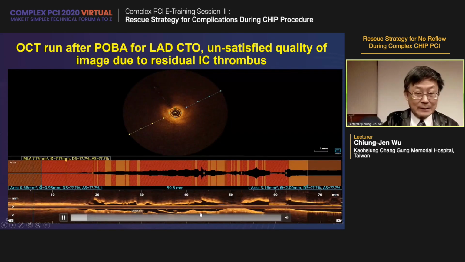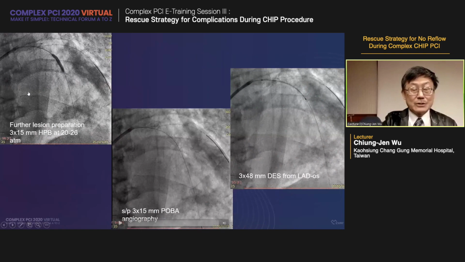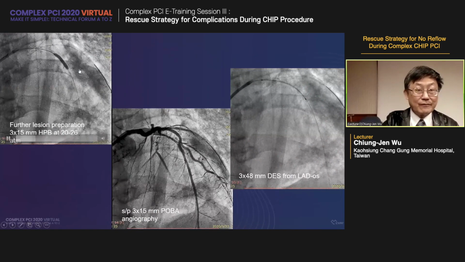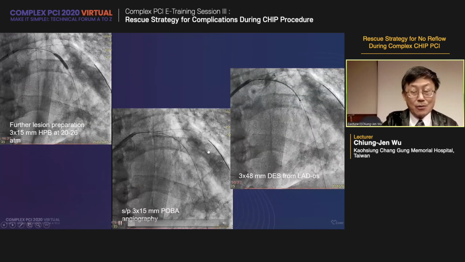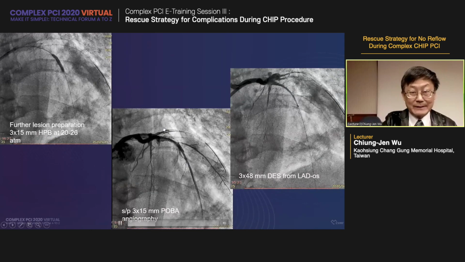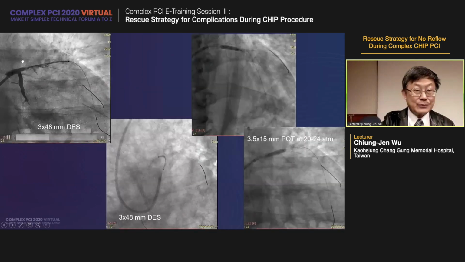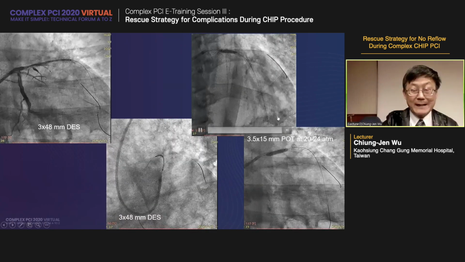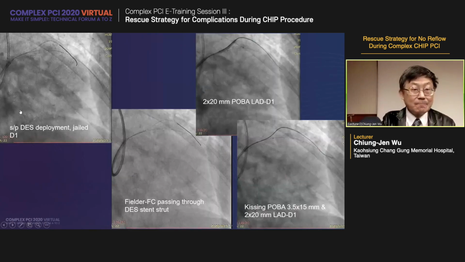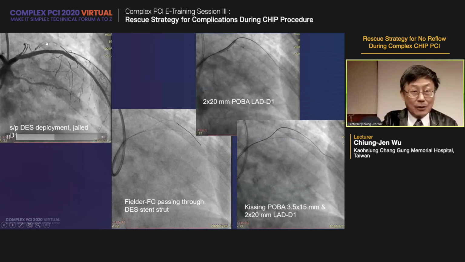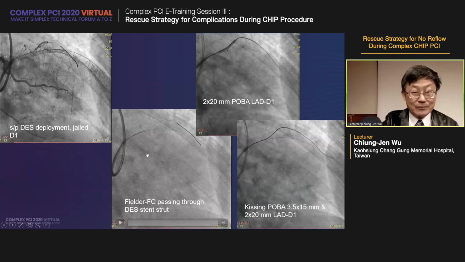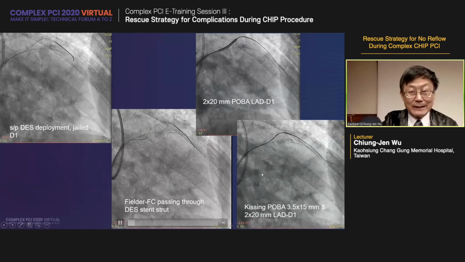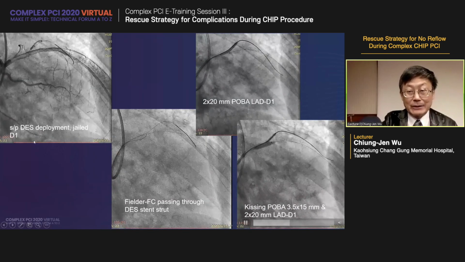To save time, I don't show that, because OCT was showing critical stenosis with a lot of calcium. So using the imaging, we did further balloon dilatation 3.0, very aggressive. After that, we put a 3.0 by 48 stent in the proximal portion of the LAD. After that, we did a 3.5 by 15. And after that, we lost the diagonal again. Then we had to rescue by wiring and final kissing in the LAD and diagonal.